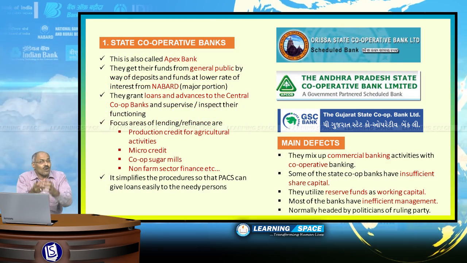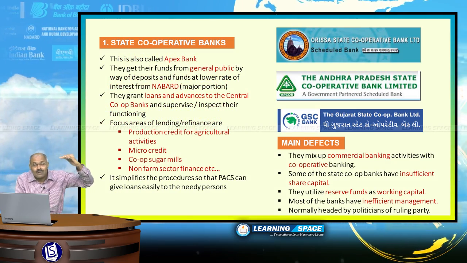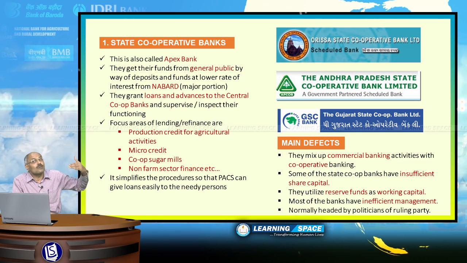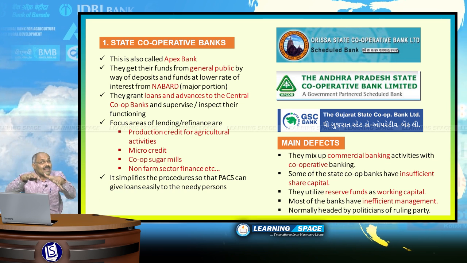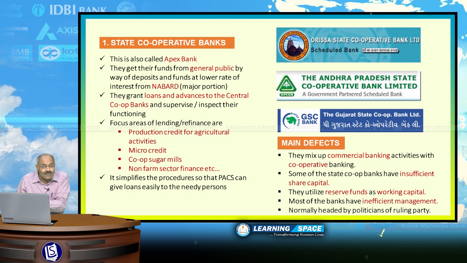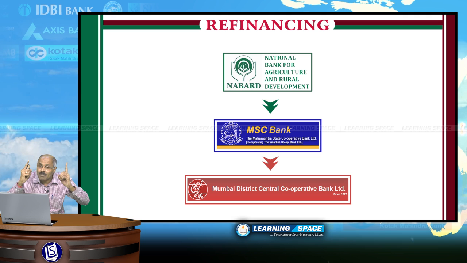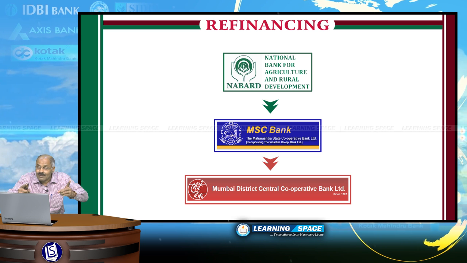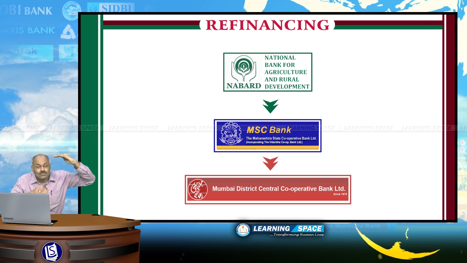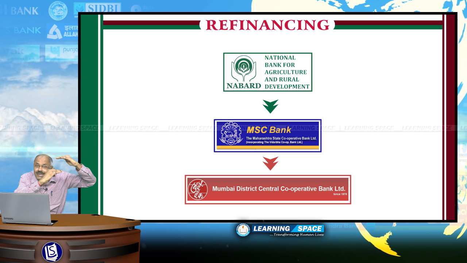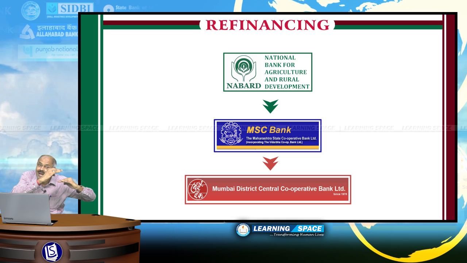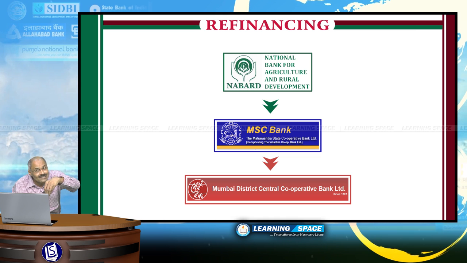Let us discuss this three-tier structure in detail. The first one is state cooperative banks. This is called the Apex Bank. Examples I have given: Odisha State Cooperative Bank, Andhra Pradesh State Cooperative Bank, Gujarat State Cooperative Bank. They get their funds from the general public by mobilizing deposits. Not only that, they will have access to finance from NABARD at low interest rates. That is called refinancing. NABARD will give loans to state cooperative banks at a low interest rate, and in turn state cooperative banks will pass on the benefit to lower banks. So that is called refinancing.